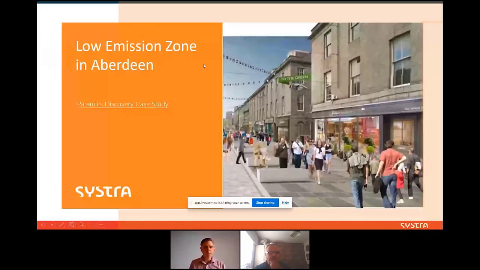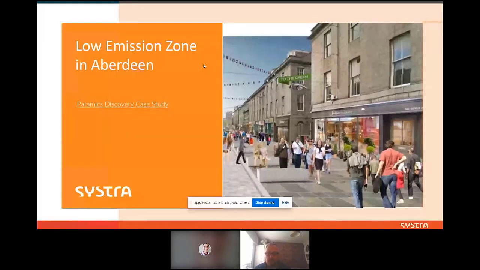So the session today is more of a case study as opposed to lots of individual elements about using Paramics, and it's to talk about, we've been working a couple of years now on developing a model and assessing a low emission zone in Aberdeen.